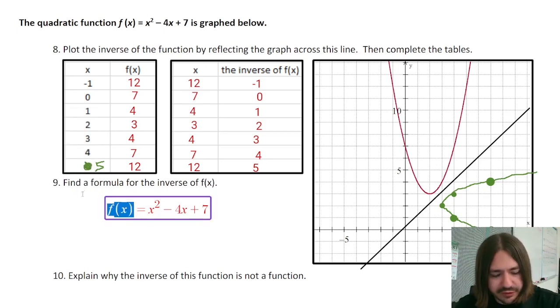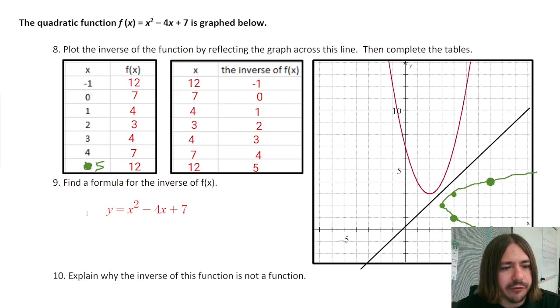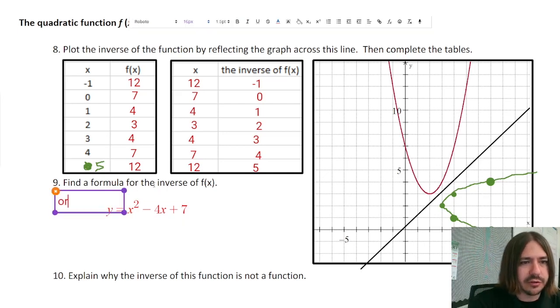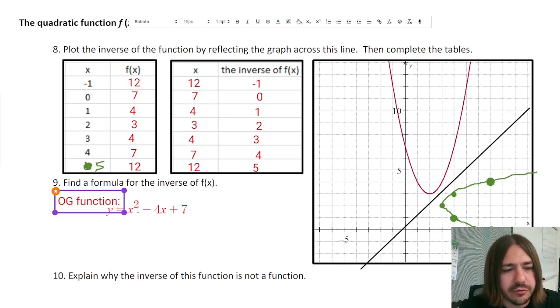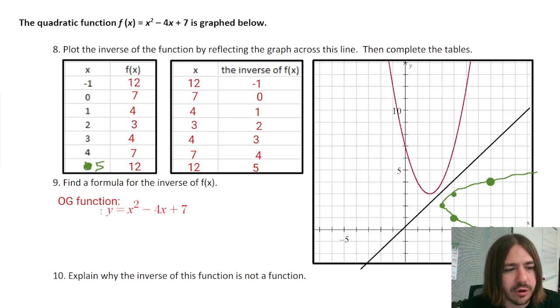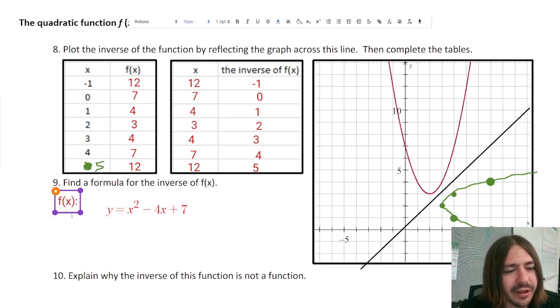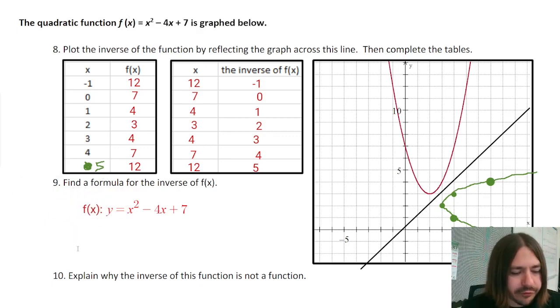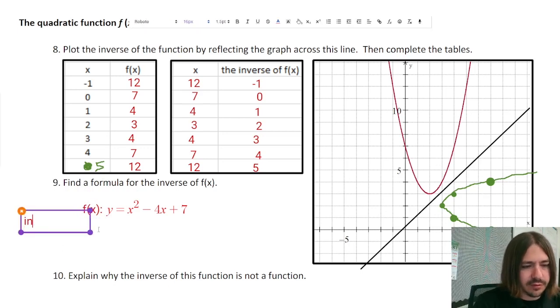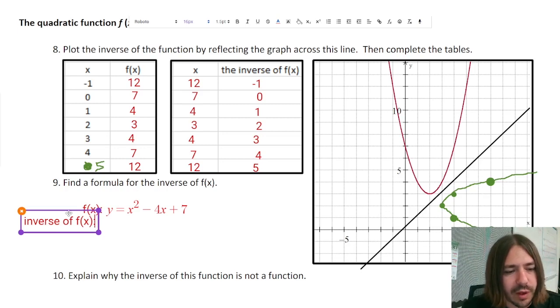So if this is the original function, right, here's the original. This is what we'll call the OG function for the original function. Okay, so the OG function, or maybe I'll just call it f of x. Probably a little bit more appropriate. So the inverse of f of x, one way to think about it is we're just going to swap the x and y.